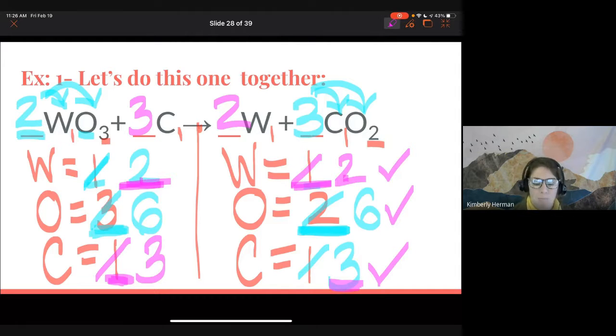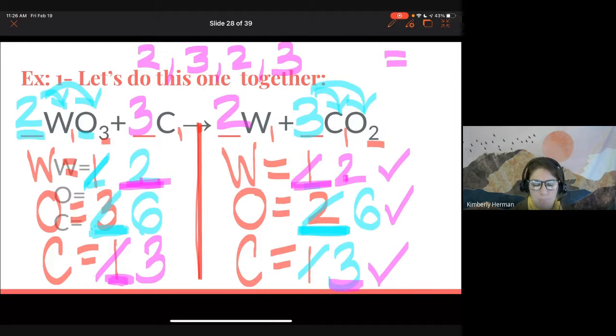And then we can add it up too. So our reactant side would have 2 plus 6 is 8, plus 3 is 11. 2 plus 6 is 8, and 3 is 11. So we are balanced or equal between it. Now, you may see it on future multiple choice tests or when we're checking your answers as a 2, 3, 2, 3 for it. So let's try one more example together.